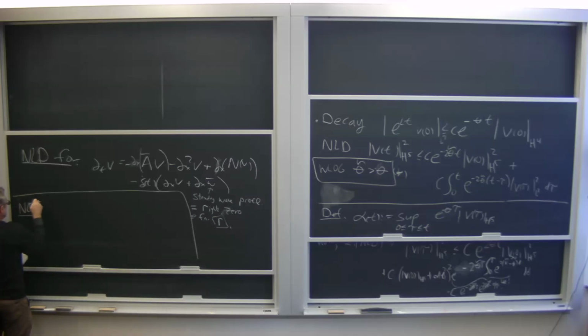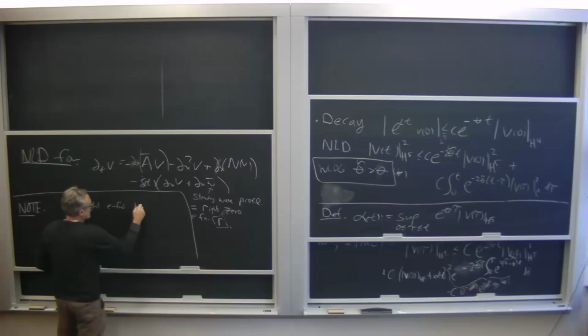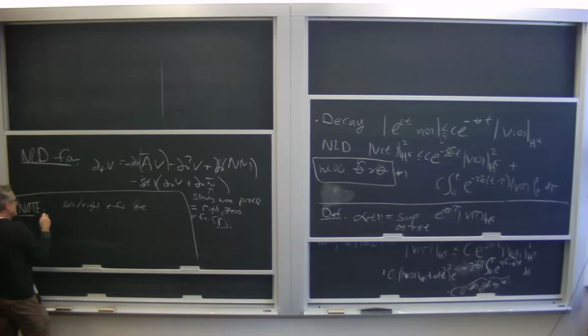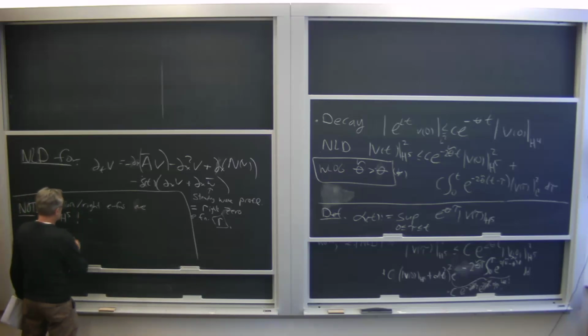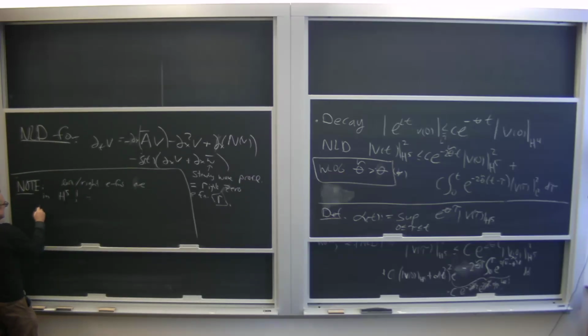But first, I just need to mention something. I said this earlier, and I want to give more details. So I said left and right eigenfunctions are in H5. How do I know that? Well, okay, let's see. The eigenvalue equation is L, let's say LR equals 0.